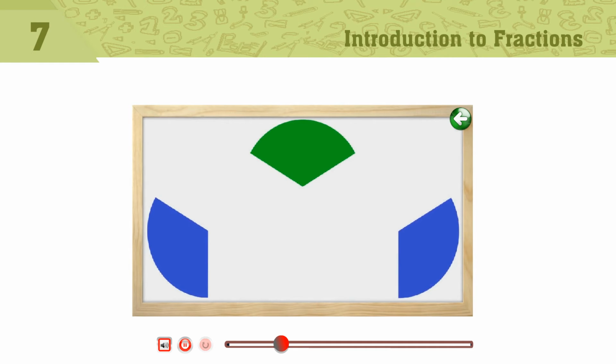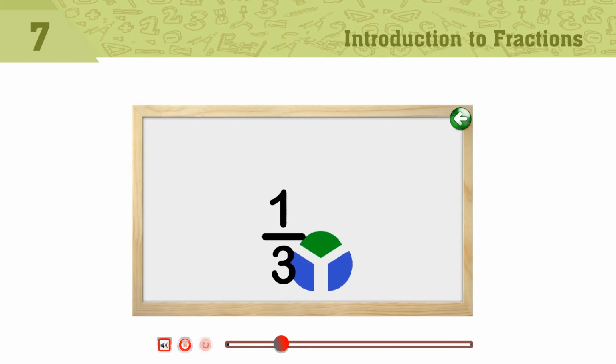When we write fractions, they look like this. We have a number with a line in the middle and another number underneath. The number on the bottom always shows all the parts of the whole circle. In this case, we have 3 parts that make up the whole circle, so we have a 3 on the bottom. Now on the top we have the number 1.